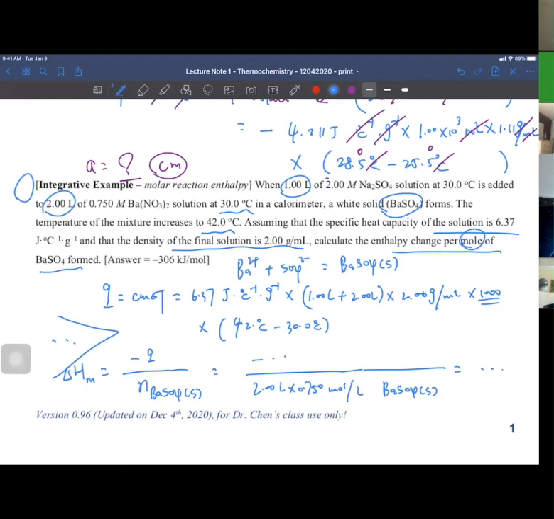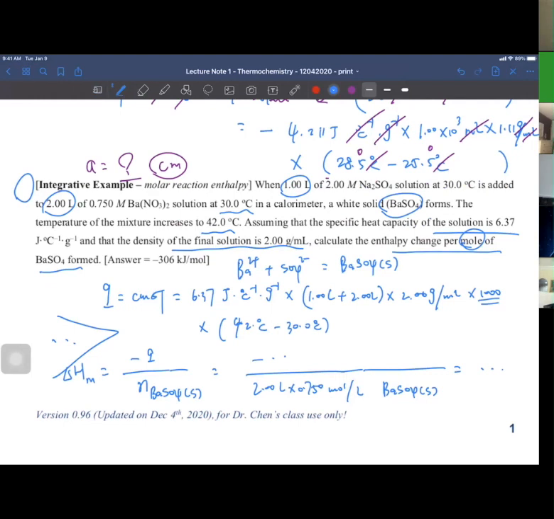You don't have to get the final answer, but I will give you a little bit more time for you to figure out what is the method. You set up the equation and you think about how you can get the enthalpy. The enthalpy basically means the heat change per mole of barium sulfate formed. So the question is asking you, per 1 mole of barium sulfate, how much heat is released?